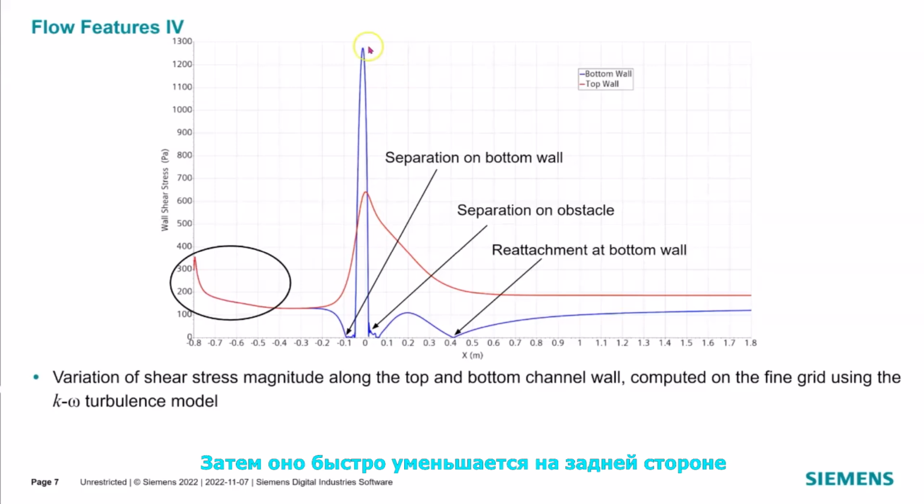It then reduces rapidly on the rear side of the obstacle to zero at the separation point, is small within the tiny recirculation zone near the rear stagnation point, increases within the recirculation zone, becomes zero again at the reattachment point, and then increases gradually toward the fully developed state. When a fully developed state is reached, the shear stresses at the top and bottom wall will become equal. The channel in this simulation was not long enough to reach the fully developed state.